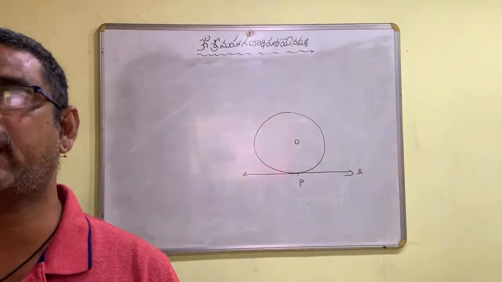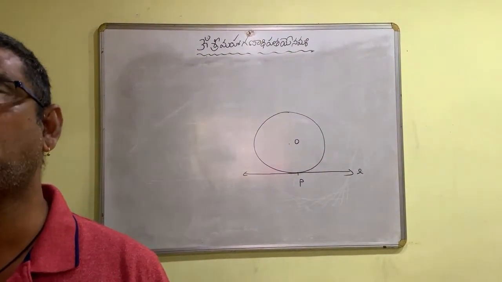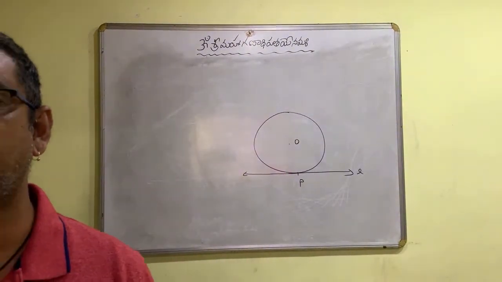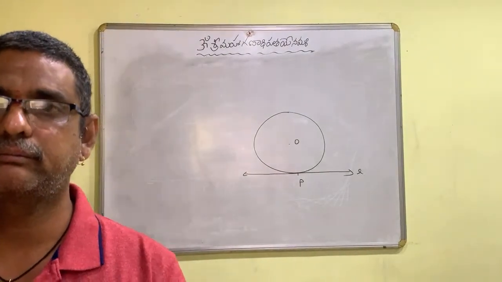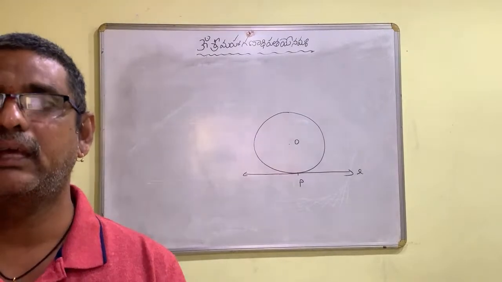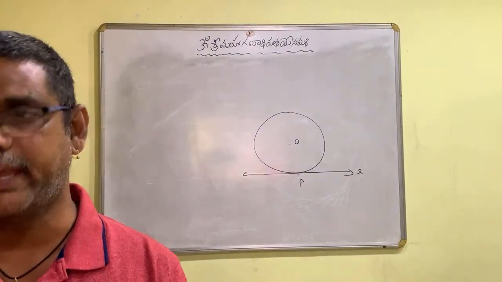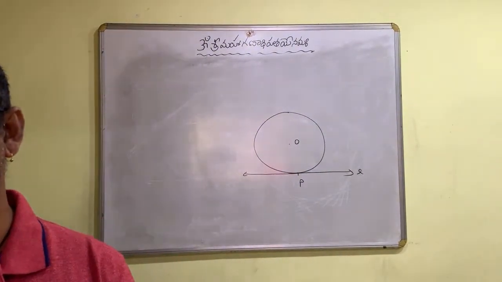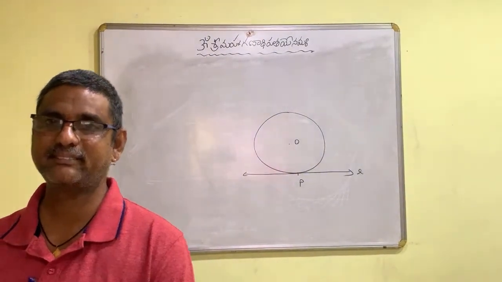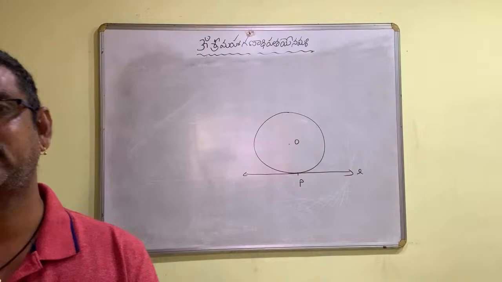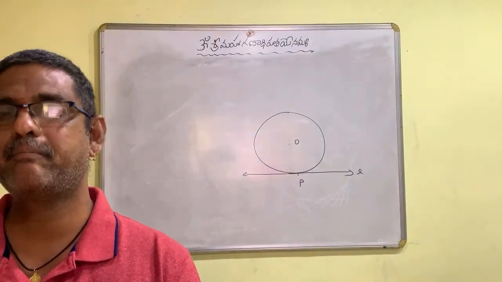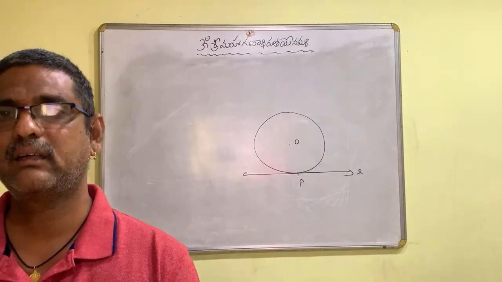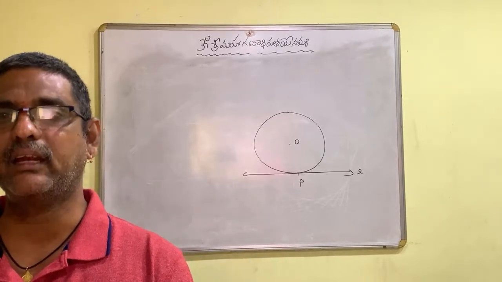I will tell you one statement, children. If it is true, you can say yes, sir. If it is false, you can say no, sir. Okay? Except P, remaining all points on the line L lie outside the circle.